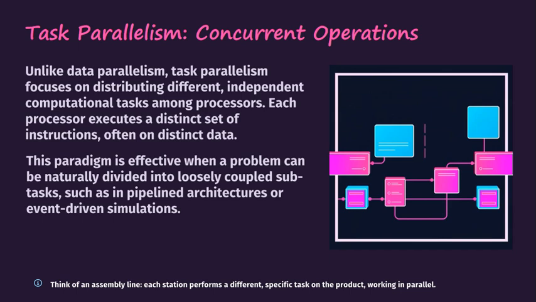Okay, so task parallelism, unlike data parallelism, focuses on distributing different independent computational tasks among the processors. So each processor executes a distinct set of instructions, often on a distinct data set. We can take an example of assembling in different lines. Different tasks can be performed on different lines, and the persons in the line who are being assembled are taken as a task. So different tasks have been assigned to different lines and a different operation can occur on each line.